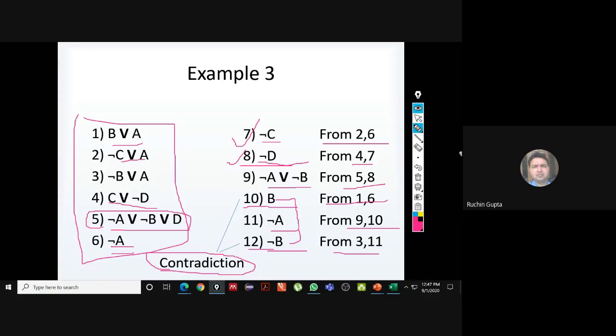So why are we getting a contradiction at the last step, from statement number 10 and from statement number 12? So we are getting a contradiction. Is there anyone in the class? Tell me why we are getting a contradiction.